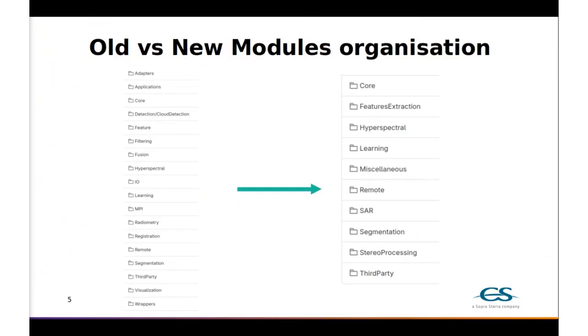So on your right, there is a new organization on OTB 9. We decided to do a lot of reorganization to have 9 folders, and each module that you see on the right is a module that can be compiled separately. So the only thing that you have to compile is the core with the dependencies.